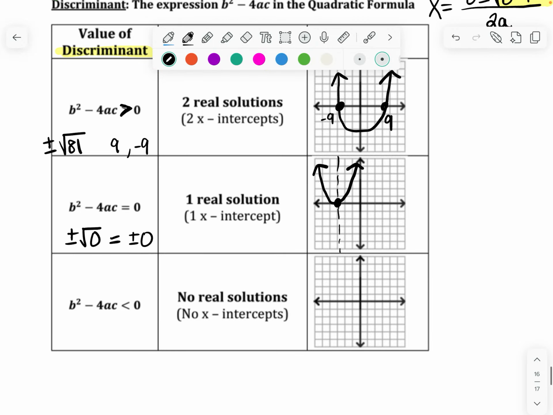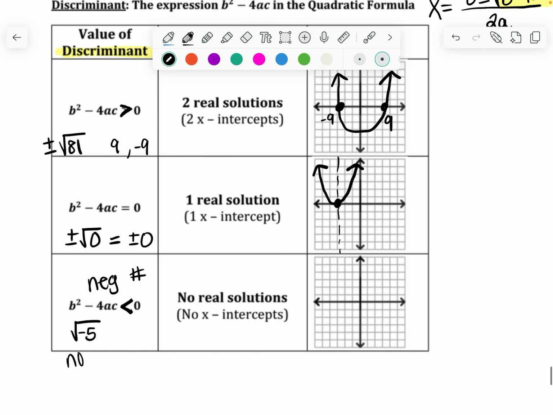And then if we have a discriminant, so the number under the square root, is less than 0, which means it's going to be a negative number. You get the square root of something negative, like negative 5, you're going to have no real solutions because the square root of a negative number is not a real solution. So no solutions. You can't take the square root of a negative number.